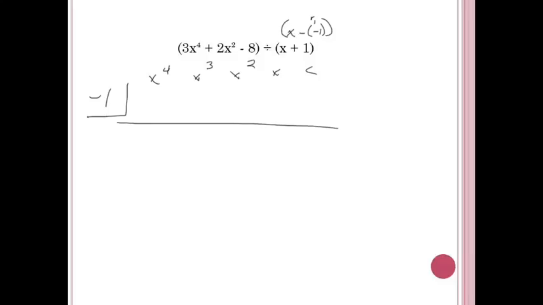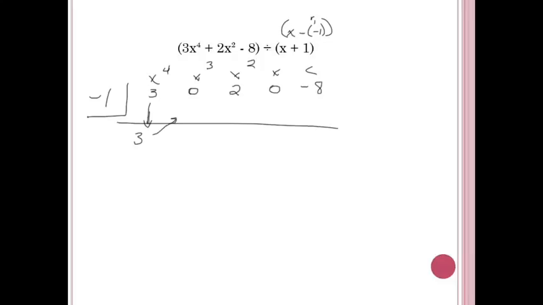Now our numbers that we're going to use: a 3. There's no x cubed, so we put a 0 there as a placeholder. There's a 2 in front of the x squared. There's not an x, so that's another 0. And then the constant is a minus 8. So you have to have those placeholders there for those missing powers of x. First step, bring down this first number. So that's a 3.